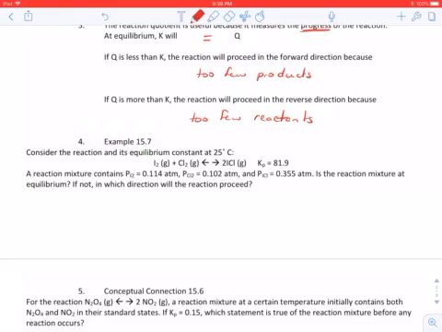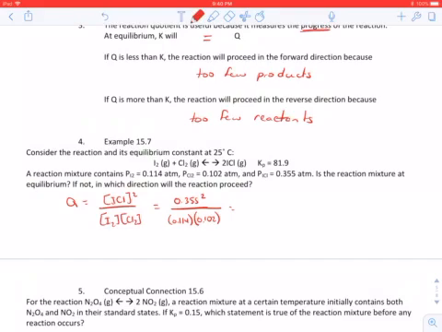So all we've got to do at this point is use Q, which is equal to products over reactants. So we've got ICl raised to the second power over I2 times Cl2. Very simply, now we're just going to plug in what we know. PICl is 0.355. We're going to square that, put that over 0.114, and then multiply by 0.102. And we're going to see how that relates to that 81.9.